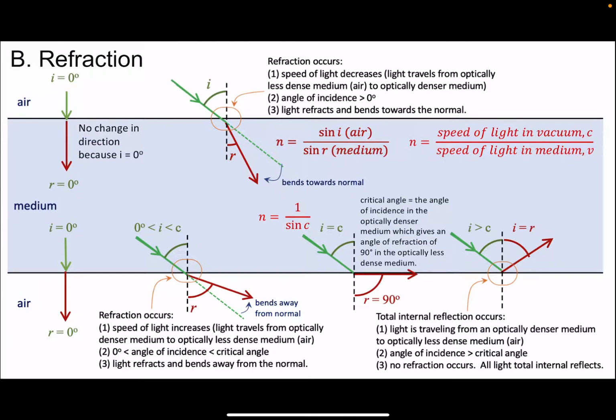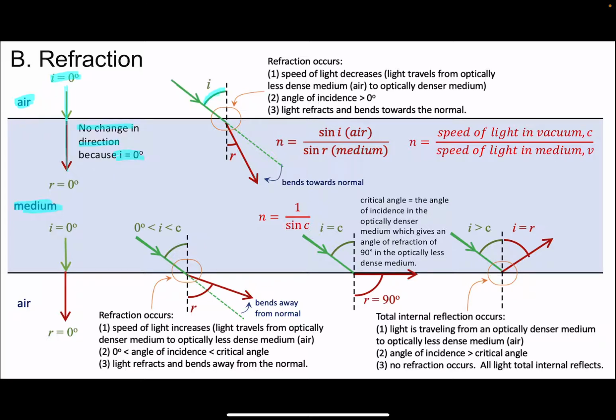Let's look at refraction. Refraction refers to the bending of light when light goes from one optical medium to another optical medium. So let's look at this example where light travels from air to a different medium such as water or glass. The light comes in at an angle of incidence of 0 degrees, and because the angle of incidence is 0 degrees, the light will pass straight through. There will not be any change in direction of light.